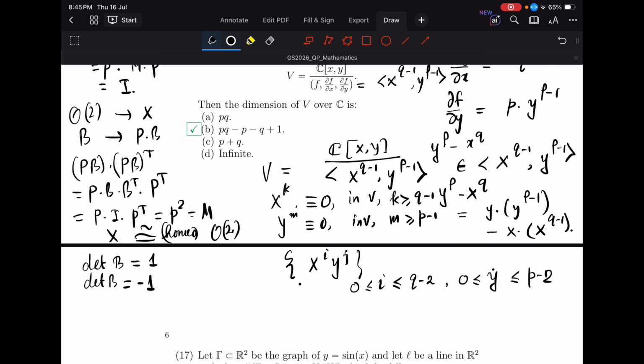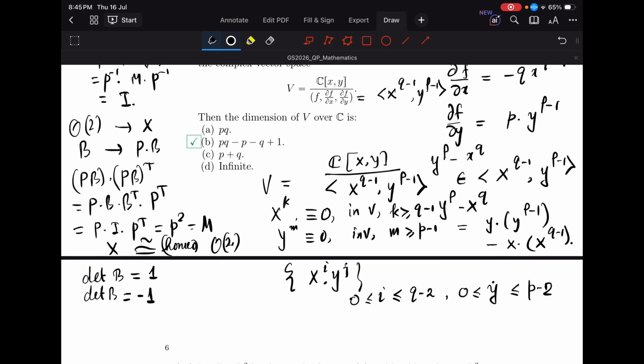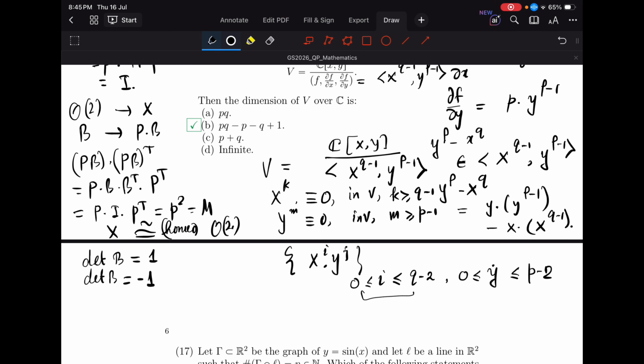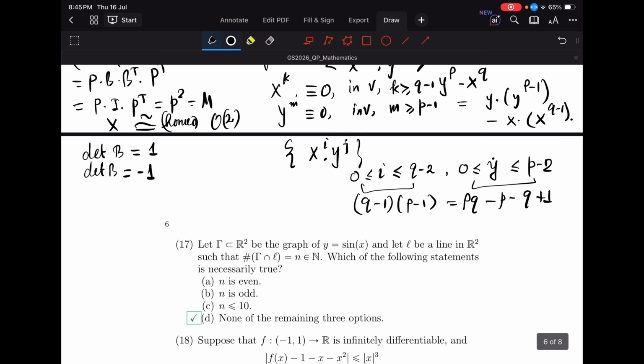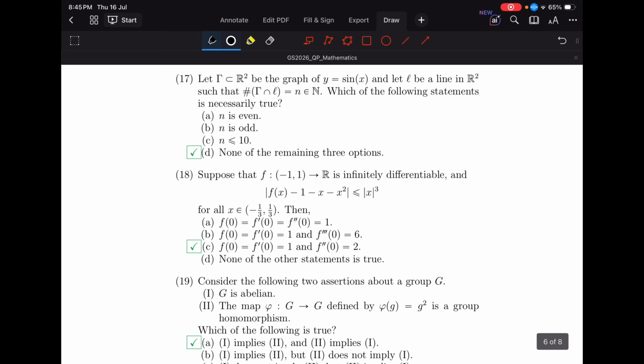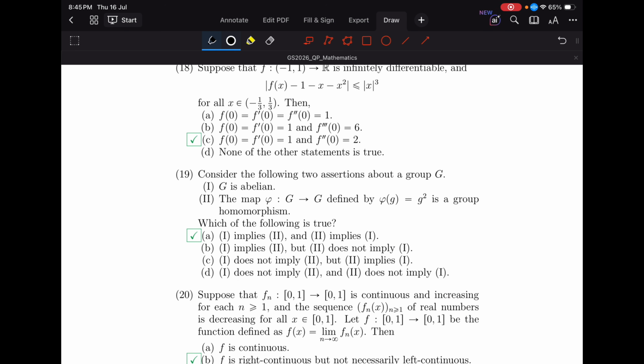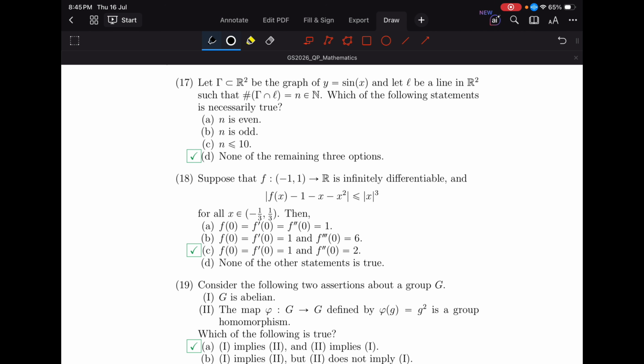So then how many basis elements are there? That is q minus 1 times p minus 1, which is pq minus p minus q plus 1. B is the correct option. So we have 4 more problems.